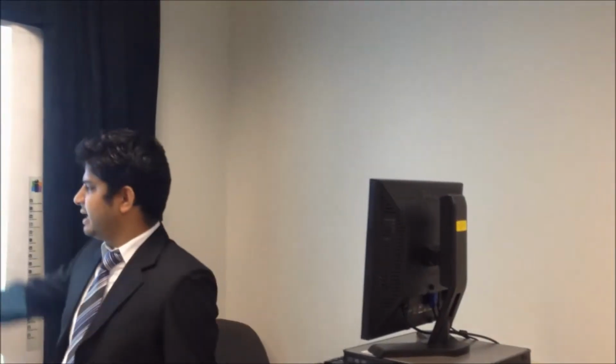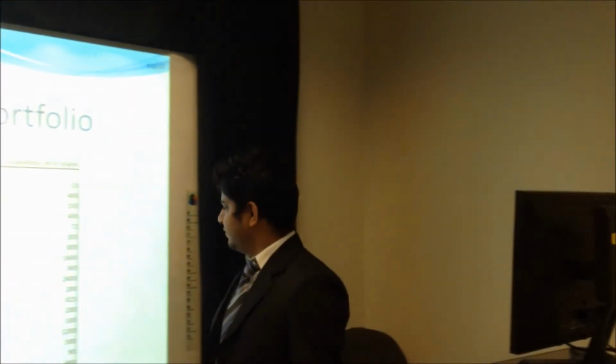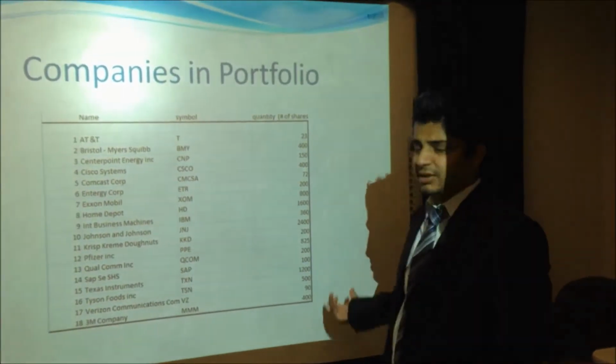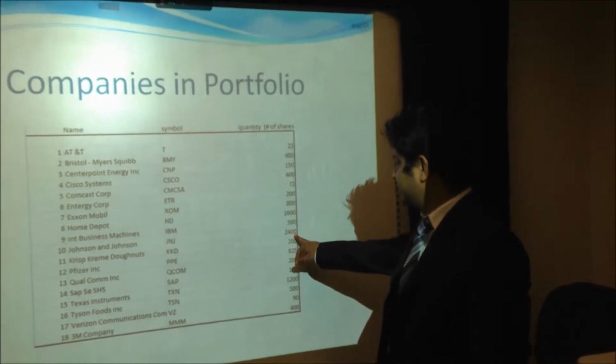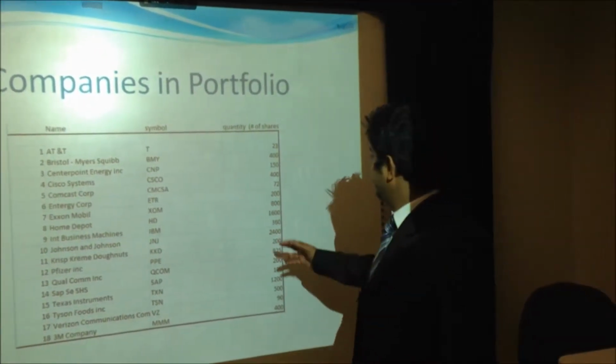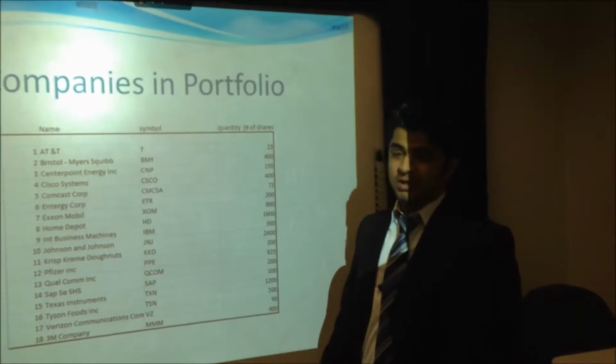And each of these companies has a different number of shares. For example, Home Depot has 1,600 shares, whereas Johnson & Johnson has 2,400 shares. And AT&T has only 23 shares.